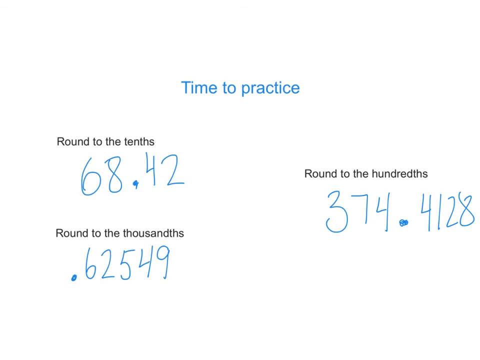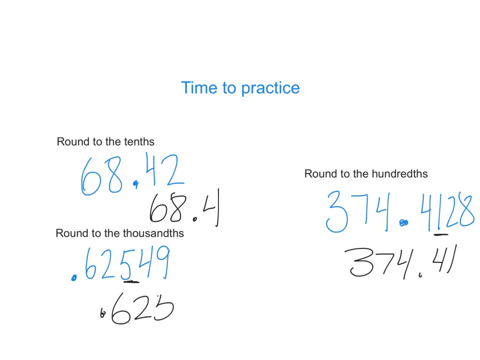At this point, I am showing you the answers. 68 and 42 hundredths rounded to the nearest tenths would be 68 and 4 tenths. 374 and 4,128 10,000ths rounded to the hundredths would be 374 and 41 hundredths. And 62,549 hundred thousandths rounded to the thousandths would be 625 thousandths.